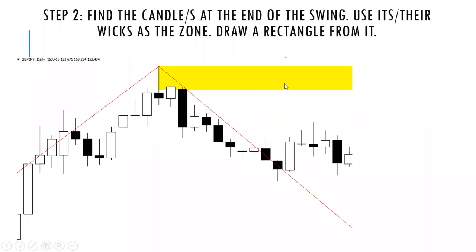Okay. So, for me, supports and resistances are not actually specific lines on your charts. It's more of an area. It's more of an area on your charts.